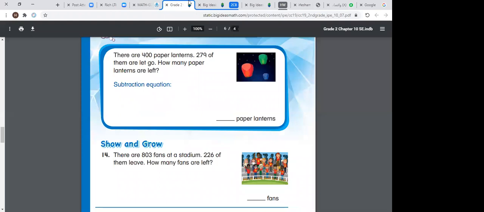Now, let's answer the next question, question number 14. You have 803 fans at a stadium. 226 of them leave. How many fans are left? Here, how many left? So we have to subtract. What number minus what number? The greater number minus the smaller one. So here 803 minus 226 equals what number? You can get the answer by yourself.